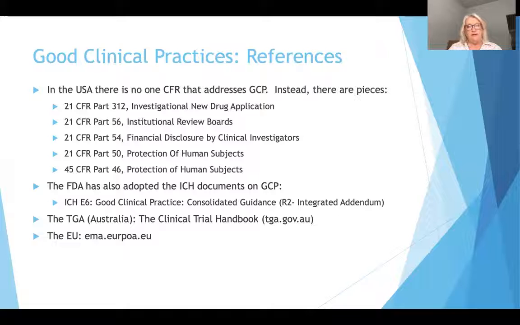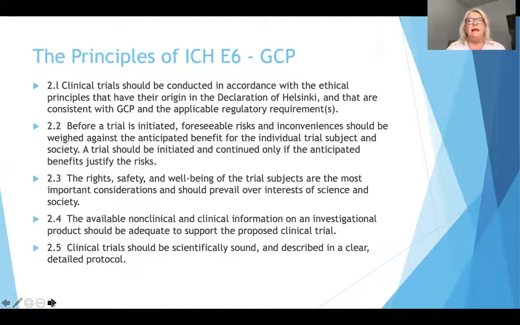The Therapeutic Goods Administration, or TGA, in Australia has the Clinical Trial Handbook, and that's the exact title. You can Google that. It also has some very excellent information. And then, of course, the European Union, using EMA.Europa.eu, can also be very helpful. But probably the best place to start if you want more details is the ICH E6. I'd like to go through the ICH E6 and some of its concepts.